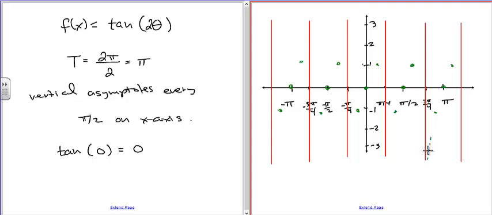So you start here at negative infinity, going through that point, through the x-axis, and up here, and they're all going to have similar behavior.